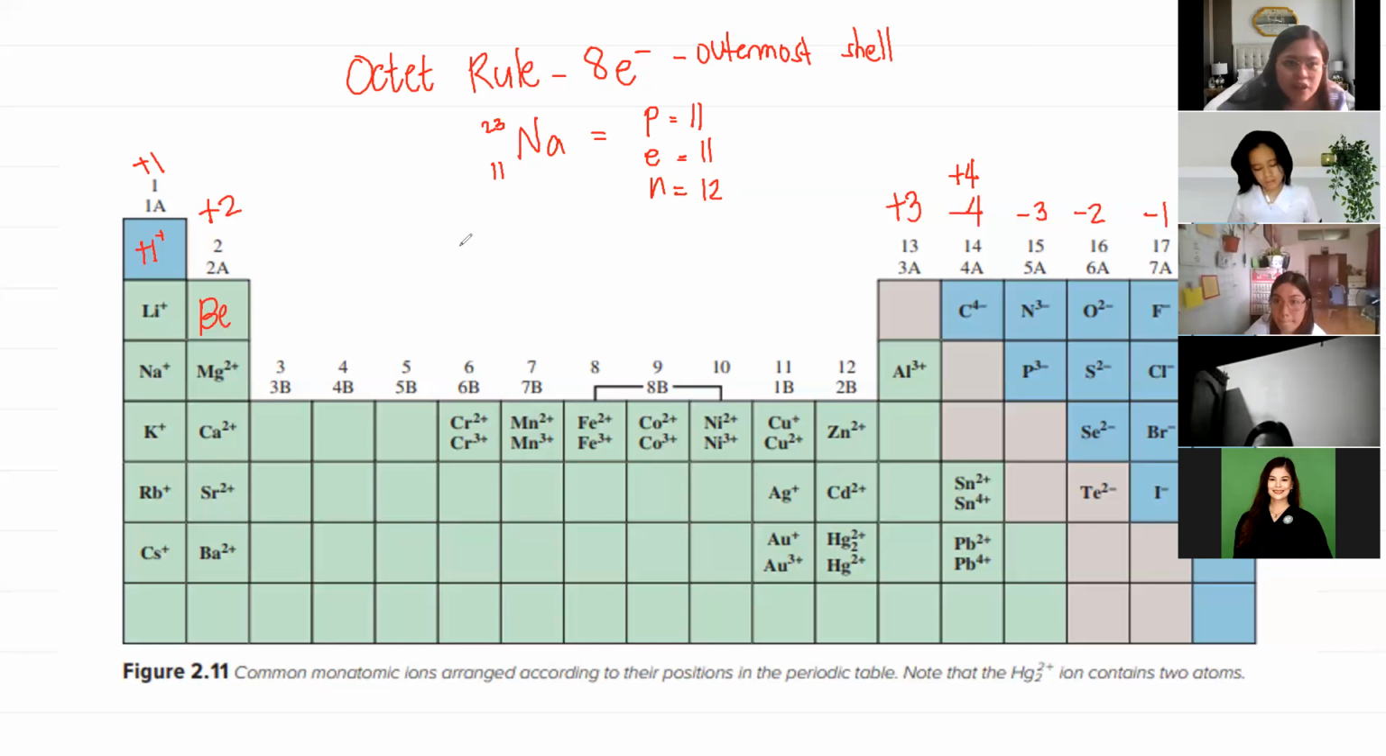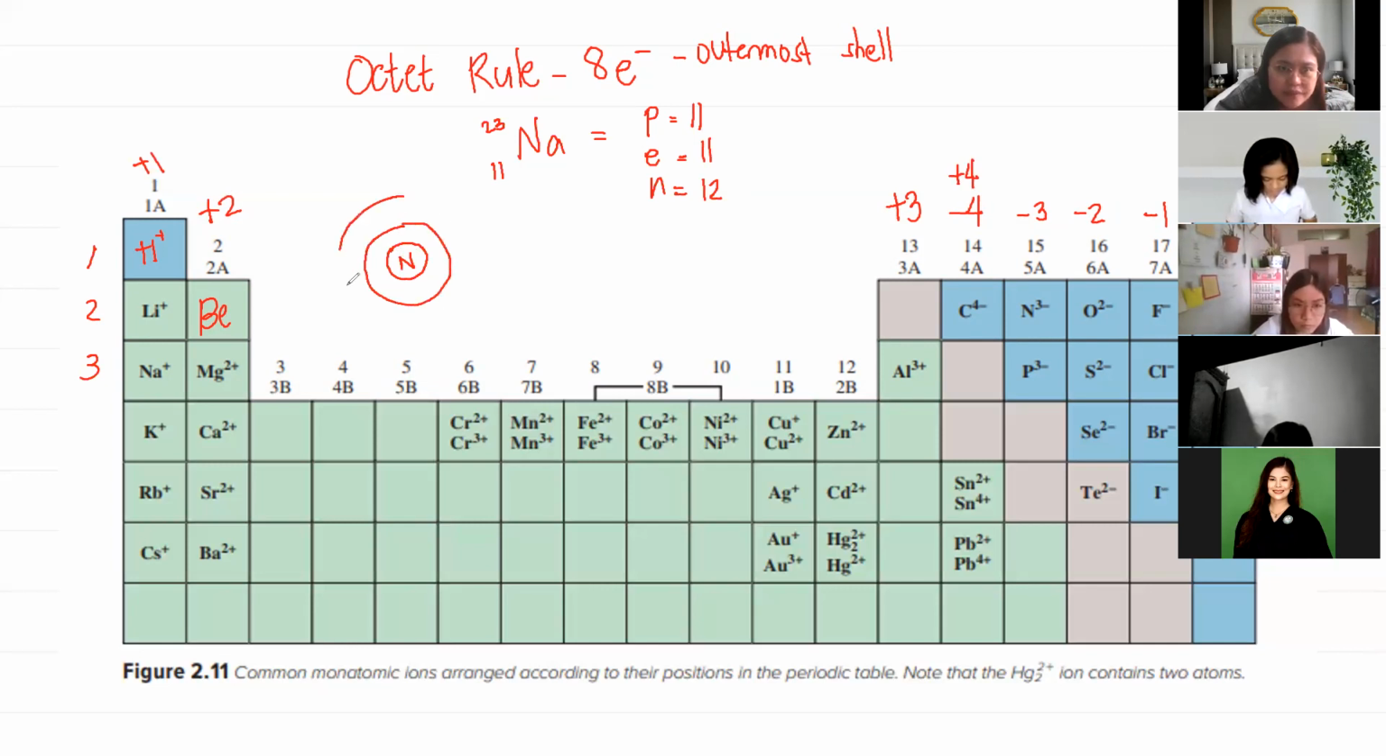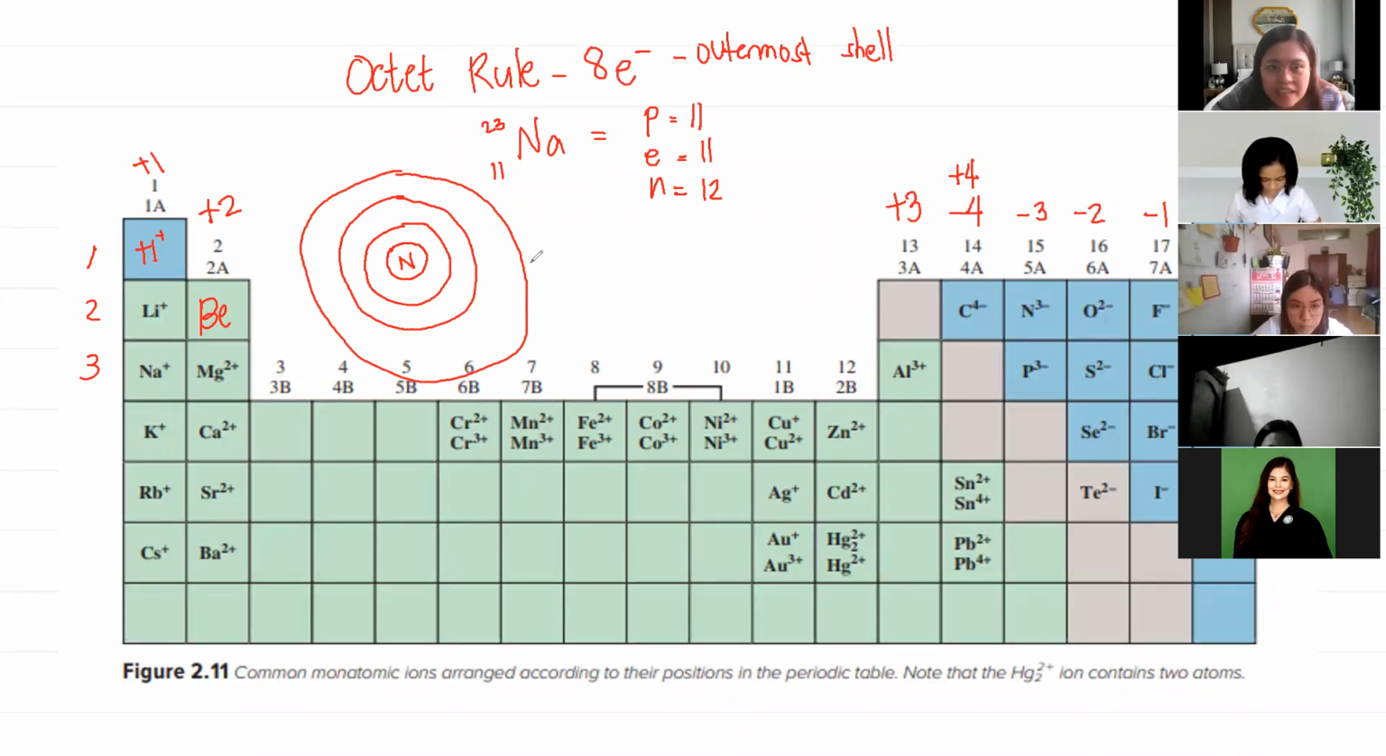For illustration, sodium belongs to period 3. When you say period, it is the number of energy shells of your element. So for sodium, this is the nucleus here, and it has three energy shells where we can find the electrons. When you say octet rule, the last shell should have 8 electrons. But what happened to sodium? It has 11 electrons.